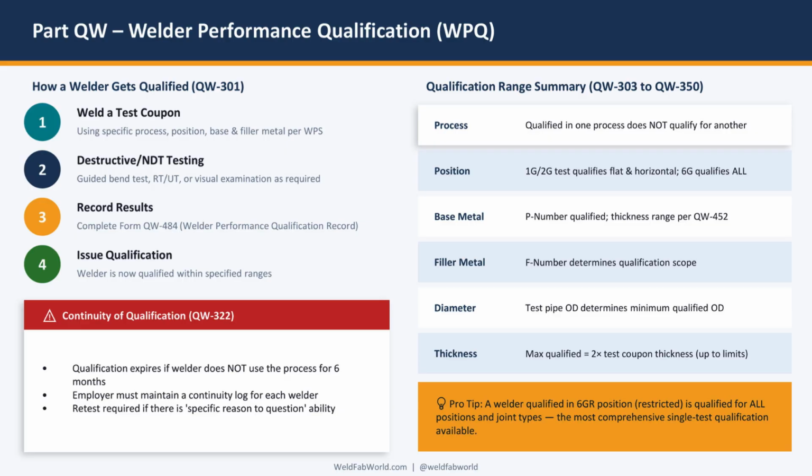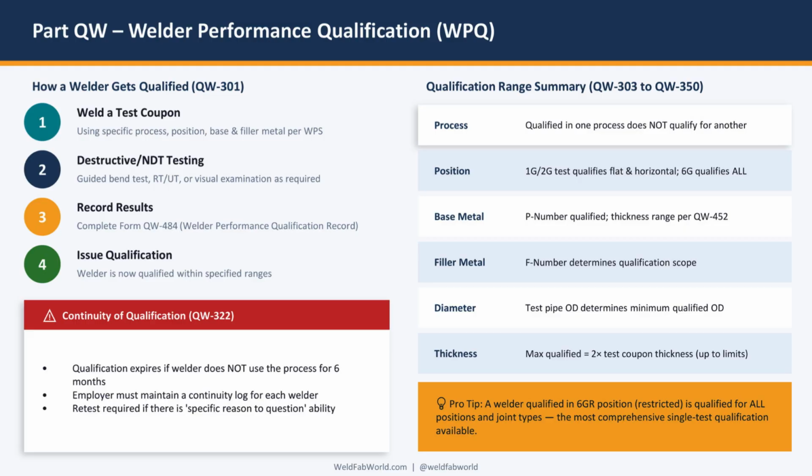Step 2. The coupon is tested. Guided bend tests or RT for most processes. Visual examination is always required first. Step 3. Record everything on the WPQ form. ASME's non-mandatory form QW 484 is what most companies use. Step 4. Tests pass. Welder is qualified within ASME's specified ranges. What does that test actually cover? This matters.